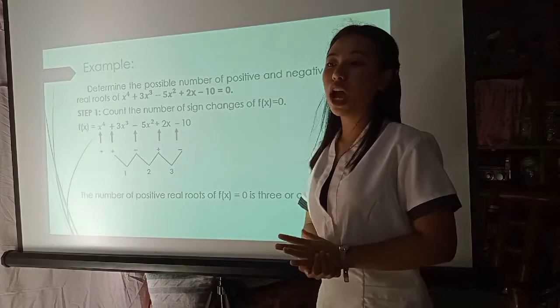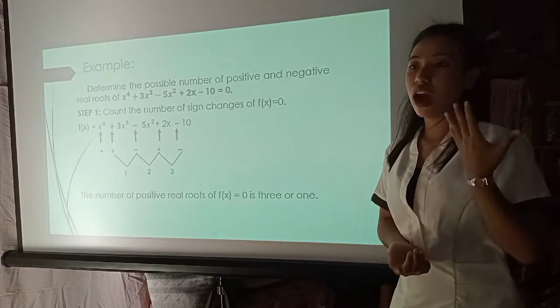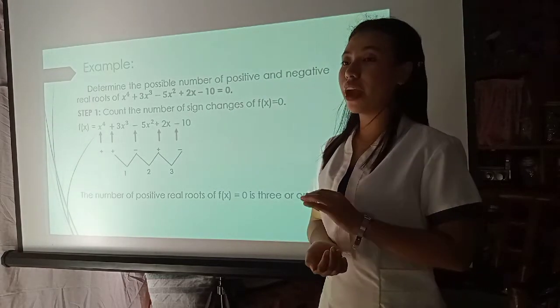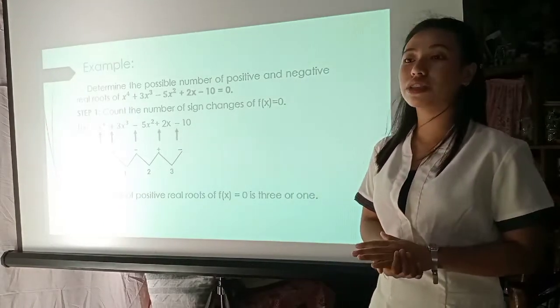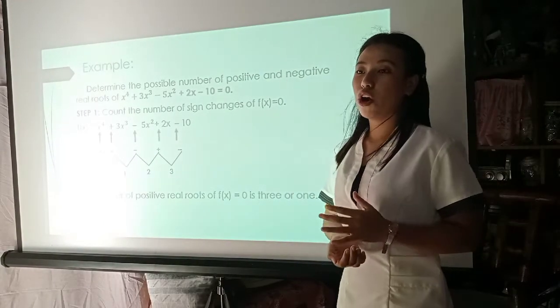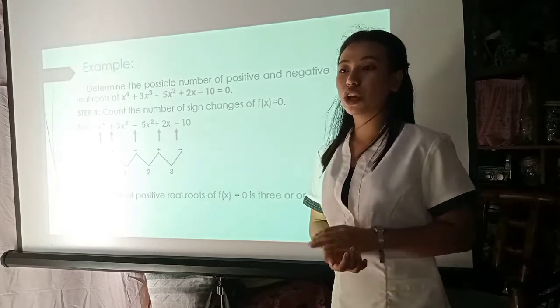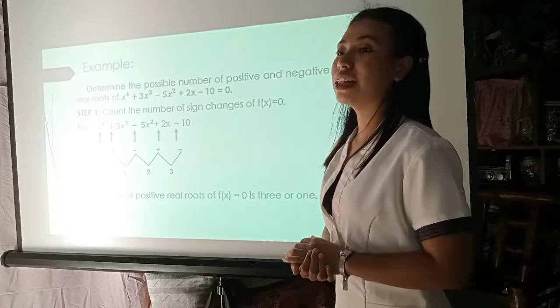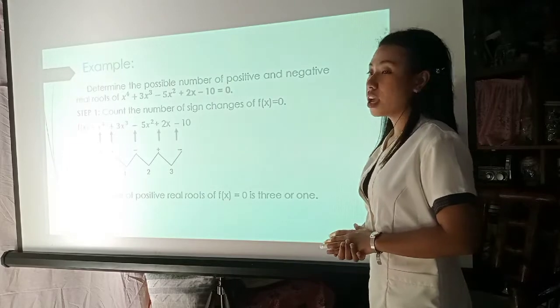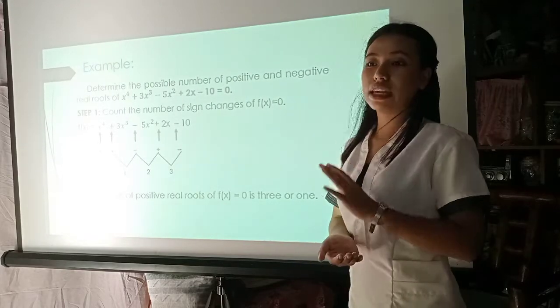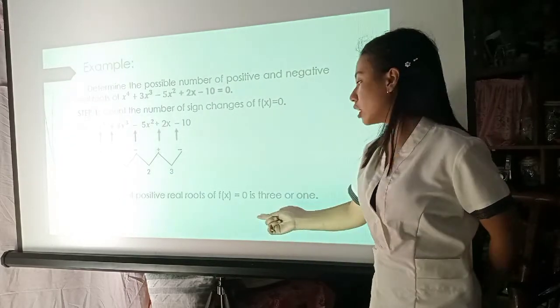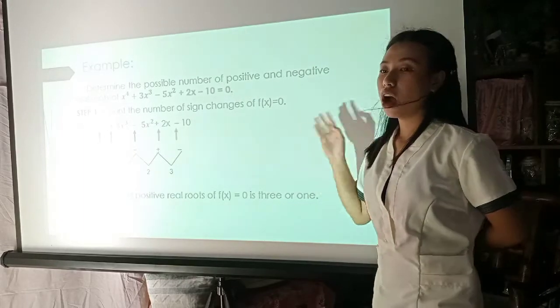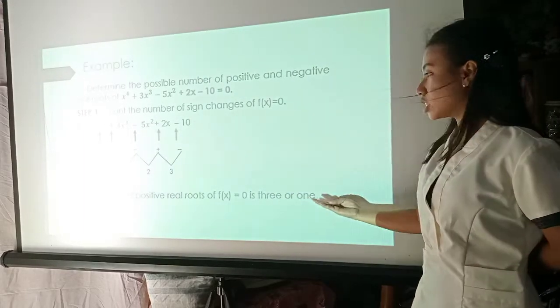That is because the number of positive real zeros or roots of f of x equals 0 is either equal to the number of variations in signs of f of x or is less than this number by a positive even integer. And the even integer that is less than 3 is 1. So this is 1.